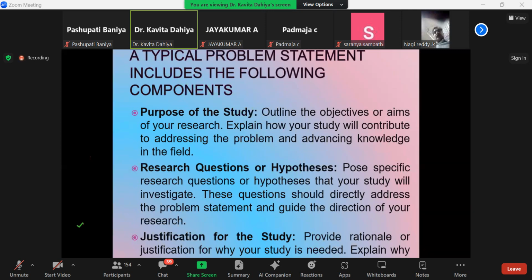Justification for the study provides a rationale for why your study is needed. It also explains why existing research or solutions are insufficient and why your approach is novel or valuable. Because the problem statement is fleshed out with the help of the literature review, the problem statement somewhere represents the gap in the literature review.